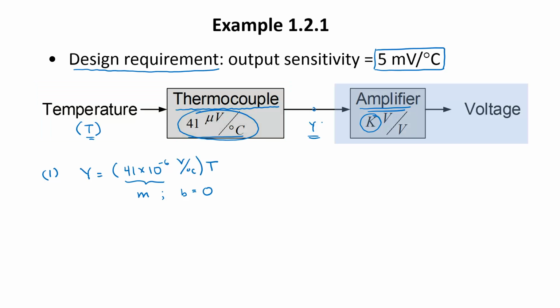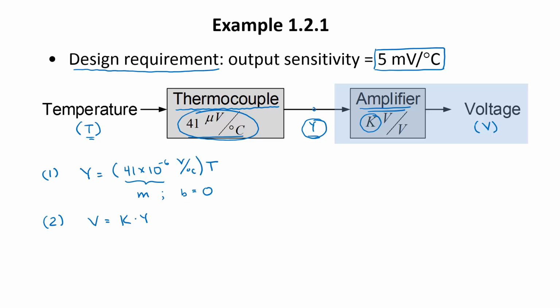The amplifier input is Y, and its output is a voltage that I'll call V. The equation governing their relationship is V is equal to K, the gain of the amplifier, times Y. This is again an equation of a straight line with a slope of K and a y-intercept of 0. I'll call this equation 2.